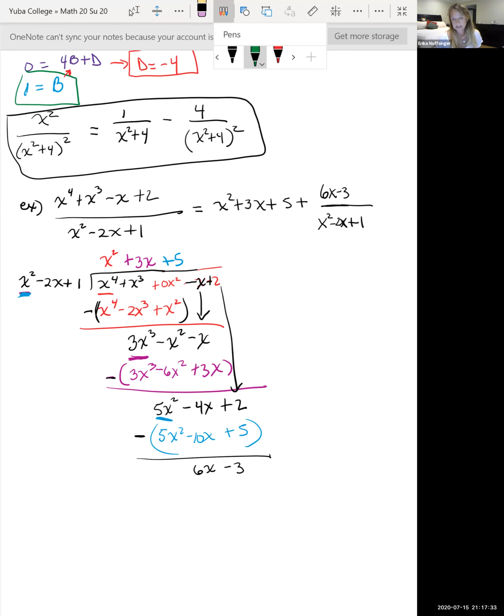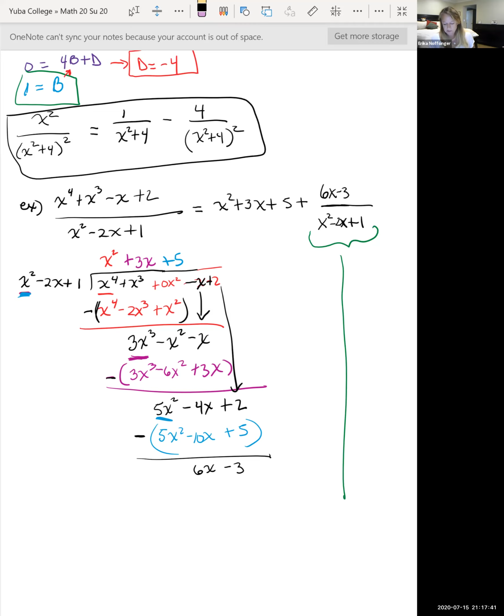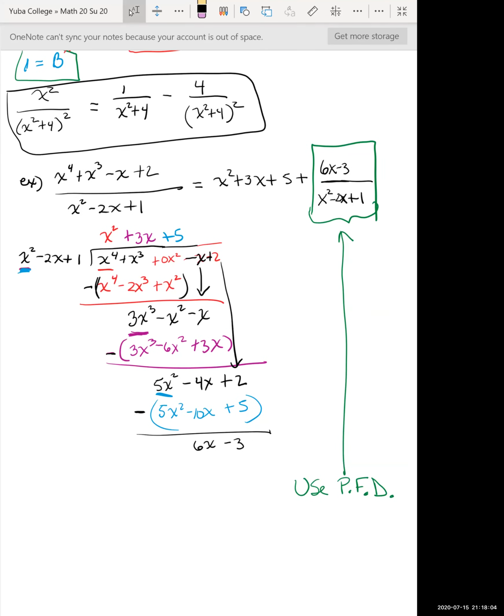So we've simplified things by this. We need to now go back, and now we're going to use a partial fraction decomposition just on this piece. Just on the denominator with the remainder over the divisor. And then we would keep this piece in front after we rewrite this. So let's just do that on the side.